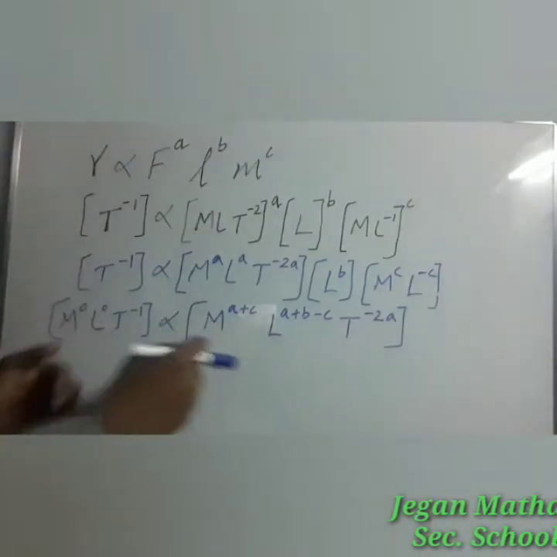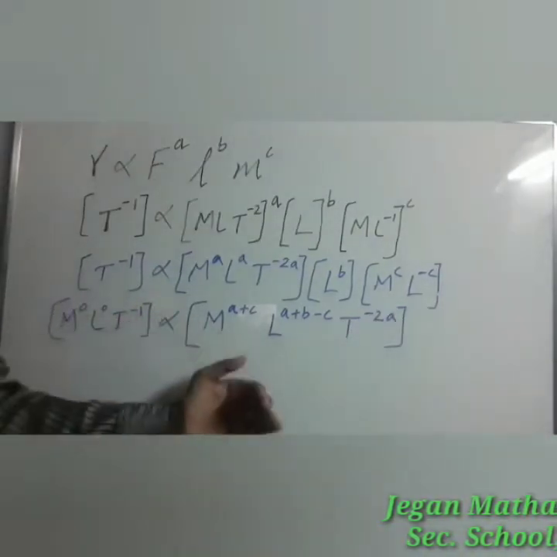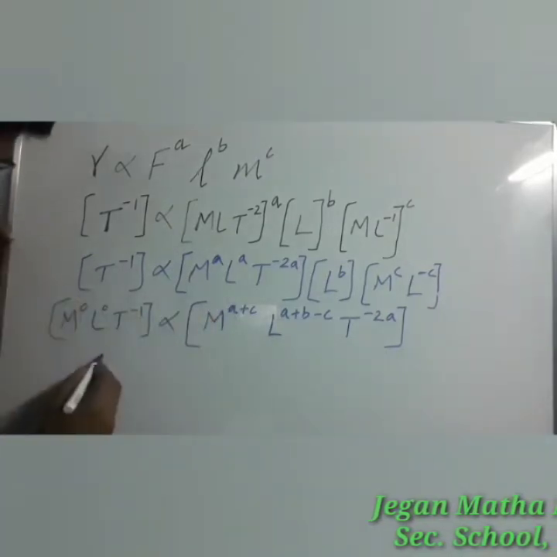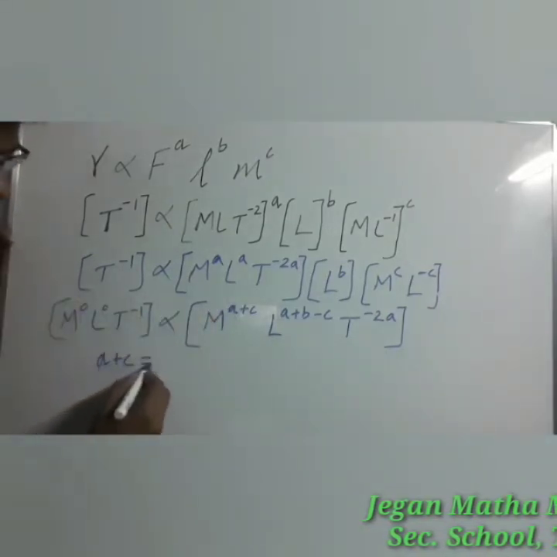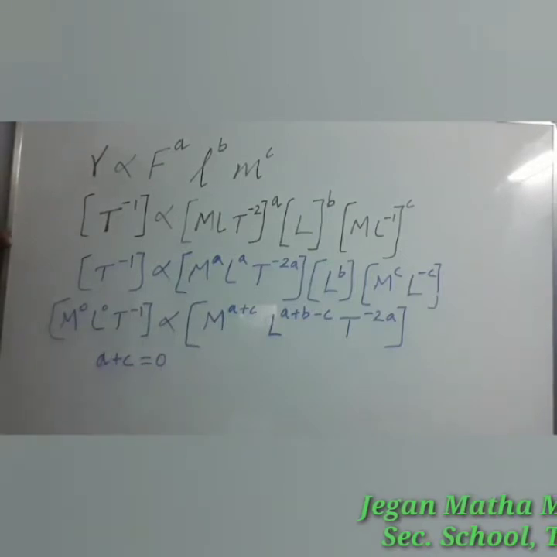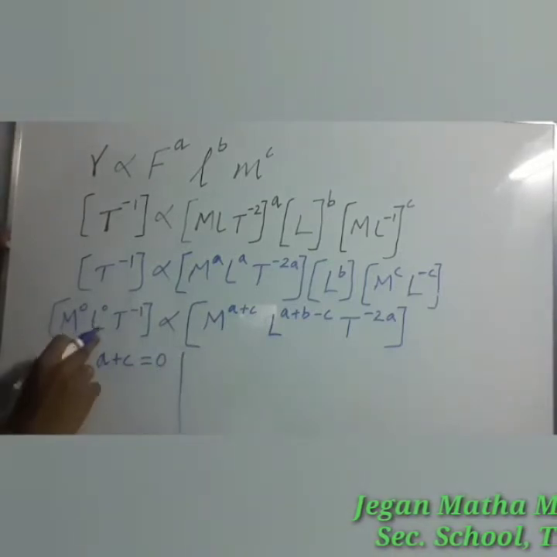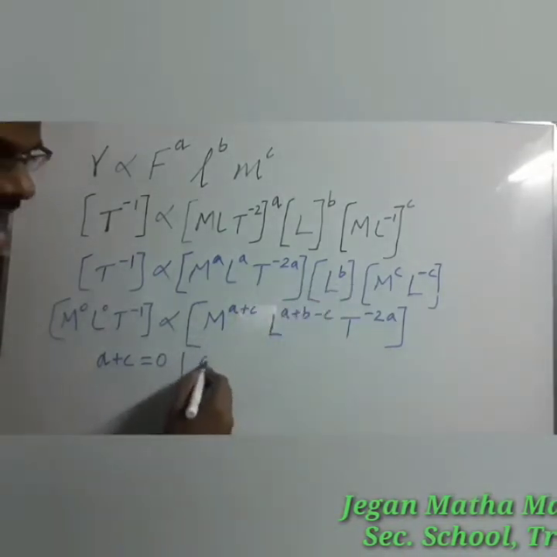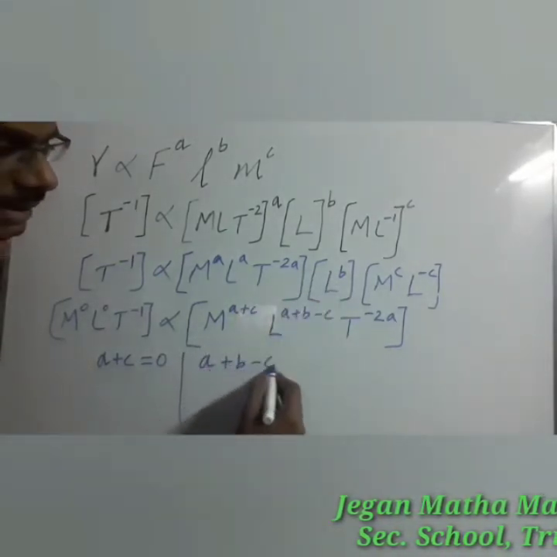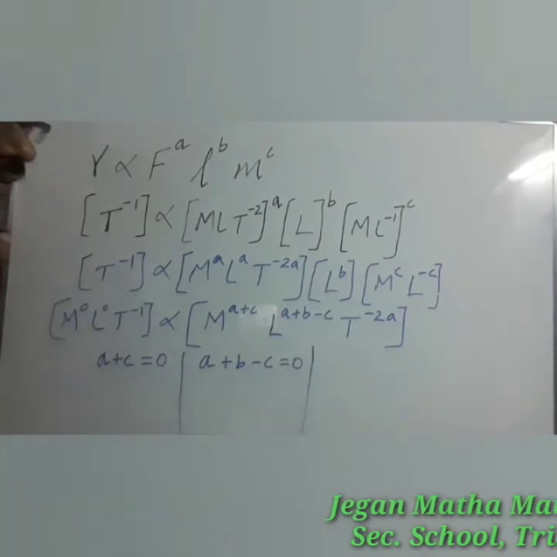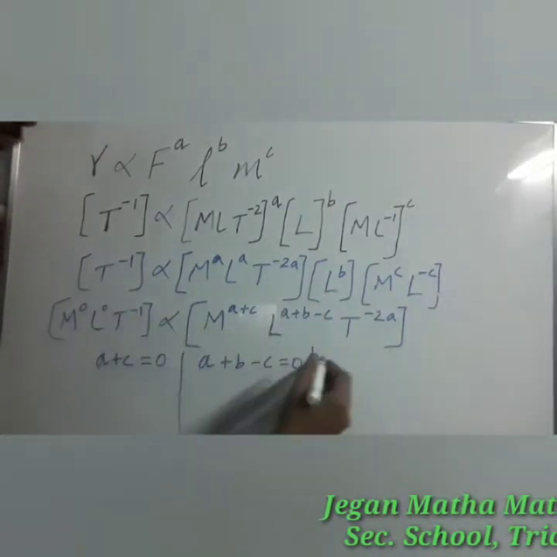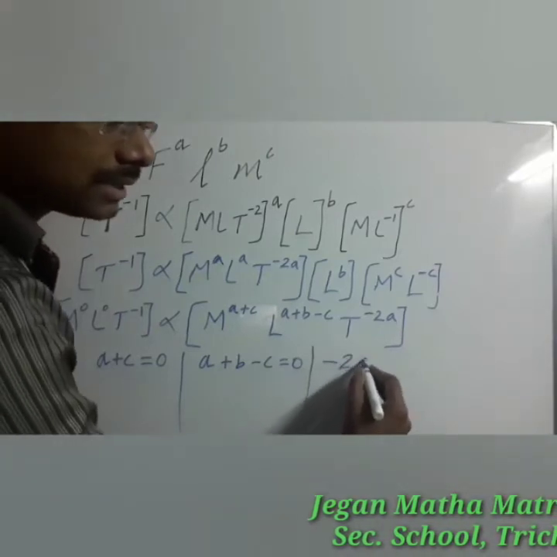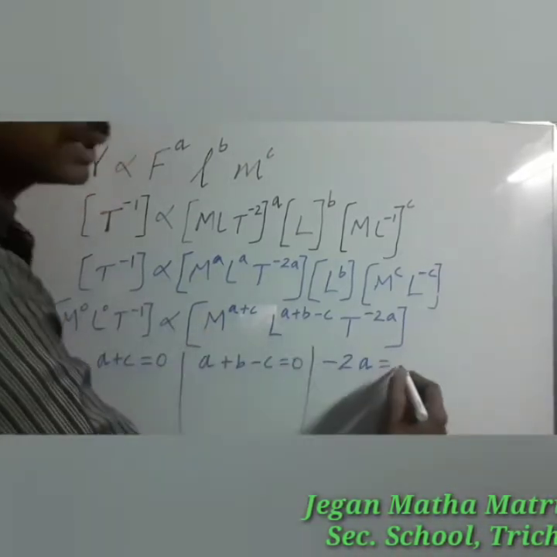You can compare the powers on both sides. Here M power 0, here M power a plus c. So a plus c is equal to 0. Next one, L power 0, here L power a plus b minus c. So a plus b minus c is equal to 0. The last one, here T power minus 1, here T power minus 2a. So minus 2a is equal to minus 1.